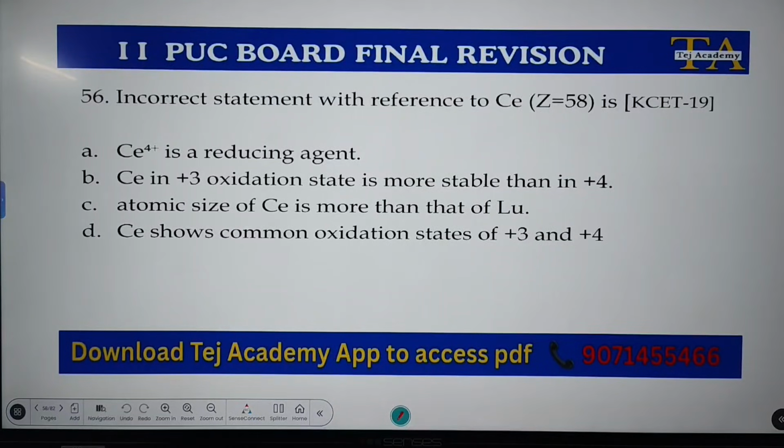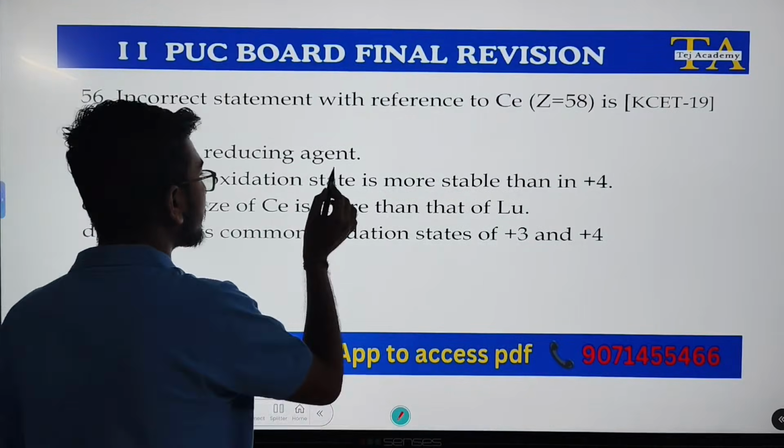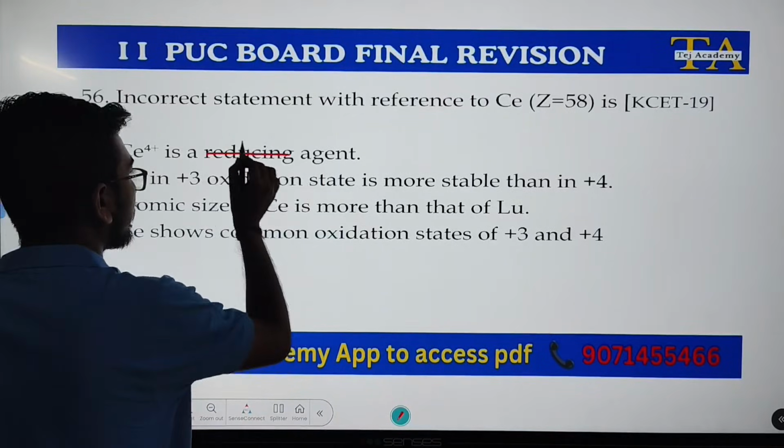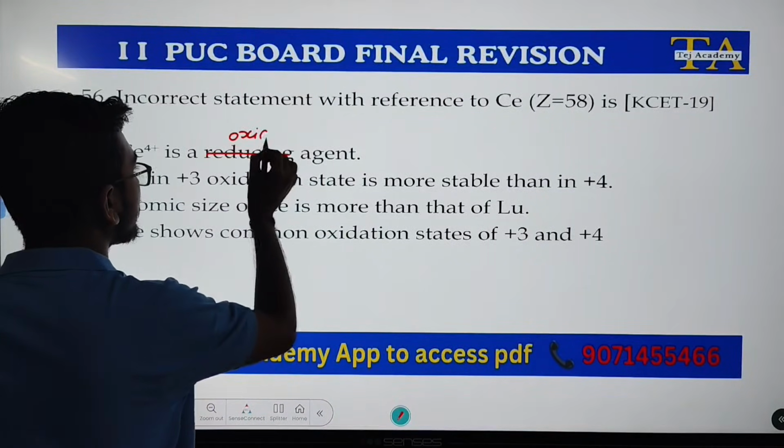56. Incorrect statement with reference to Ce, Z equals 58. So this is a CET previous year question paper. If you observe here, Ce plus 4 is a reducing agent, they are telling. So this is wrong. It will act as an oxidizing agent.